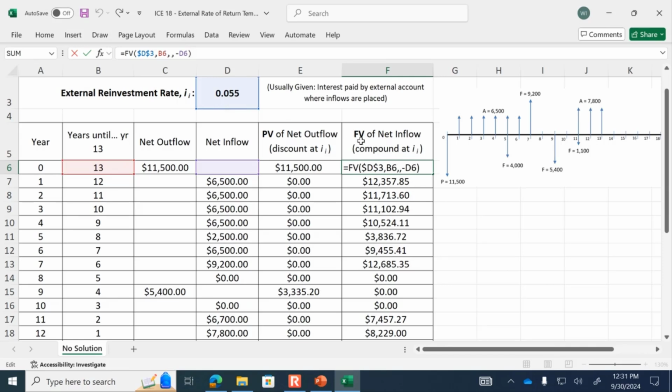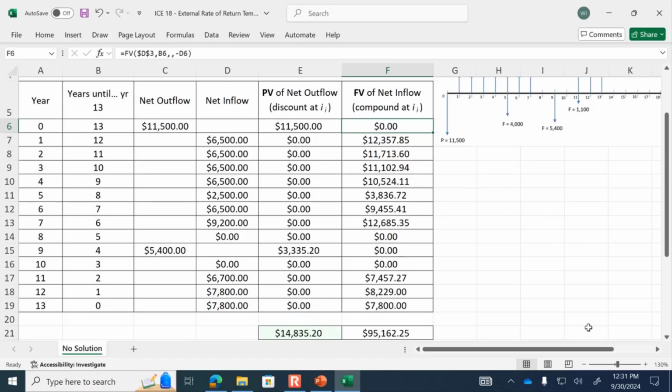And then here in the function, we need to put the reverse time, how many years it is until the future, into the NPER, skipping over the payment field, and then the amount that you put into the present value is the minus of whatever net inflow there is for that year. So if you take all of the inflows to the future, then it's 95,162.